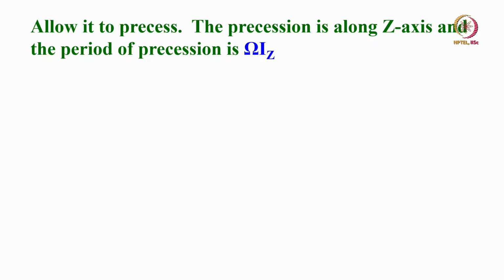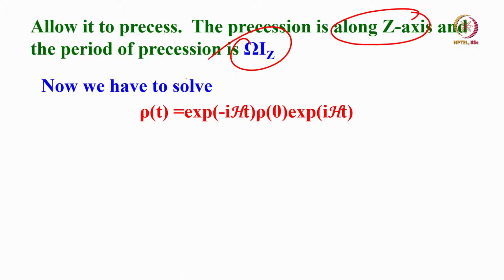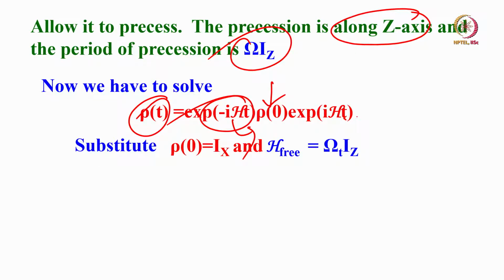Allow the spins to precess. As I told you, the precession is along the z axis, for which the Hamiltonian is omega into Iz. Now what do we have to do? We have to solve the equation for rho of t to get the final density operator at time t. We should know rho 0, and we should know e to the power of minus i times the Hamiltonian H, and of course t is the time.